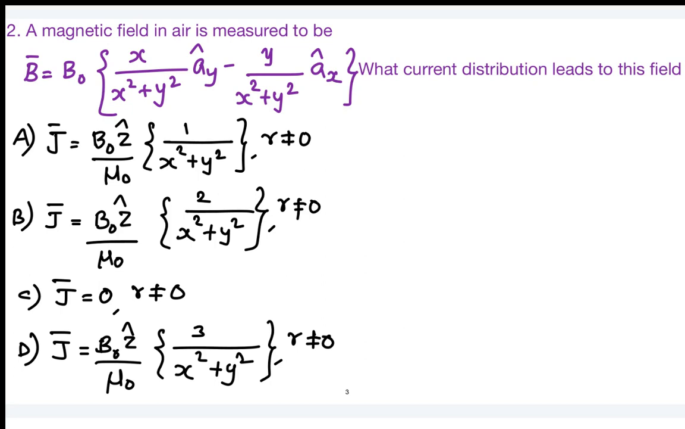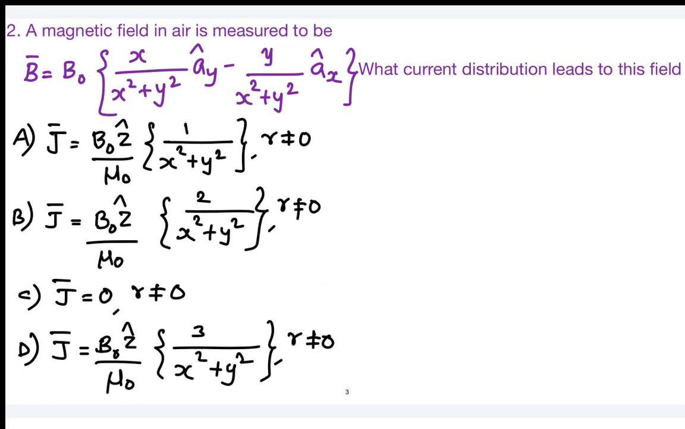Don't reply in the chat box, you can speak out here so that everyone can listen. The options are given in terms of current density. How to find out the current density when you know the magnetic flux density? At least one or two persons can give an approach for that. How to do that? Sir, del cross H is equal to J.